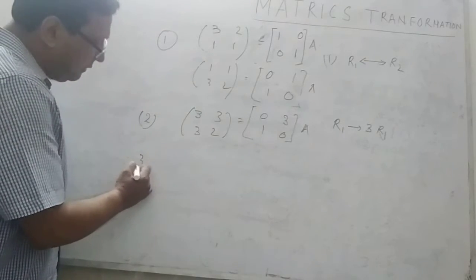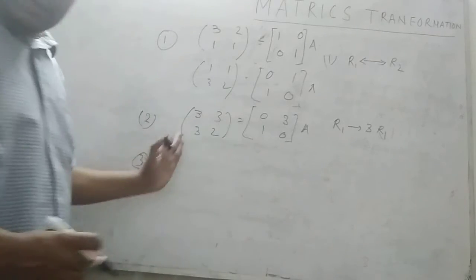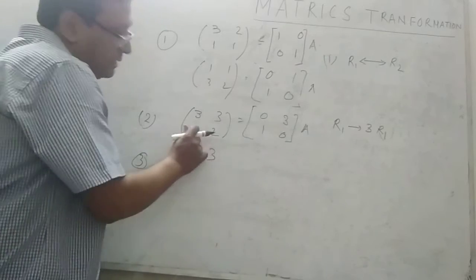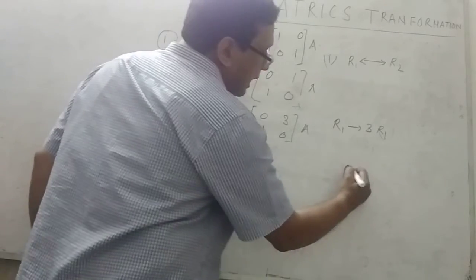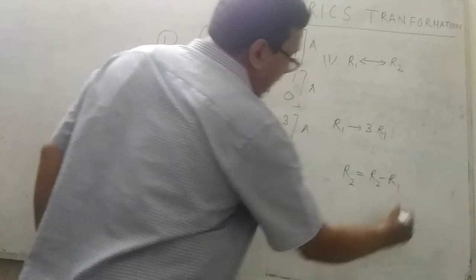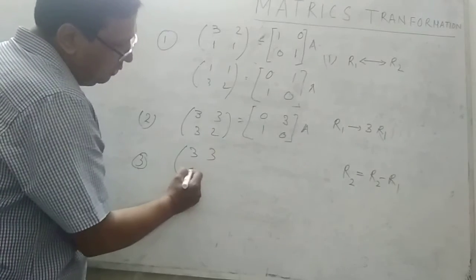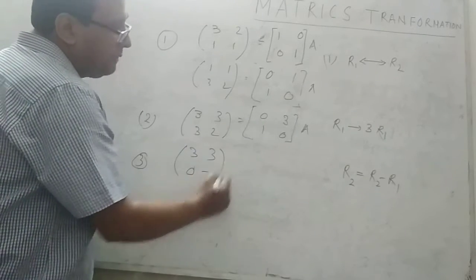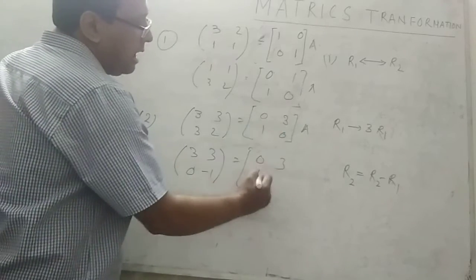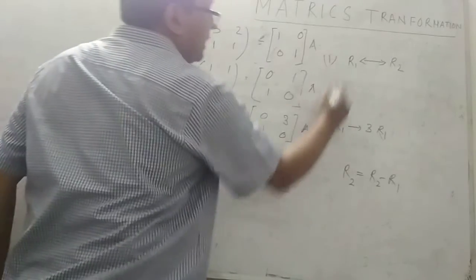The third transformation is, suppose I want to subtract. How can I subtract it? Suppose 3, 3, I will change this R2. I can write this expression: R2 is equal to R2 minus R1. So 3 minus 3 is 0 and 2 minus 3 is minus 1, and I can write this expression as 0, 3, and this is 1 minus 0, 1, and this is 0 minus 3, minus 3.